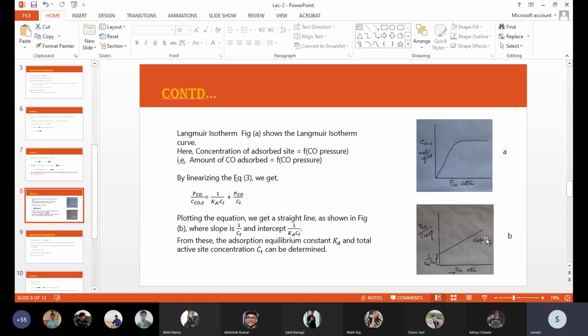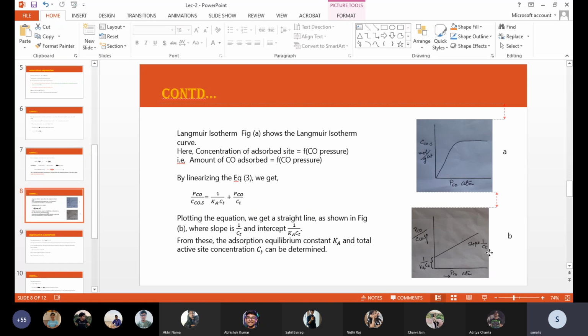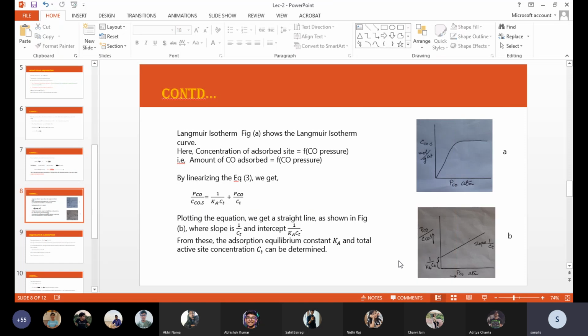So from this curve you will get the slope and also Ka. The slope is 1 by Ct, so you will get Ct, that means the total active site concentration, from the slope, and also the value of the adsorption equilibrium constant. Plotting the equation we get a straight line. From this, the adsorption equilibrium constant Ka and total active site concentration Ct can be determined.